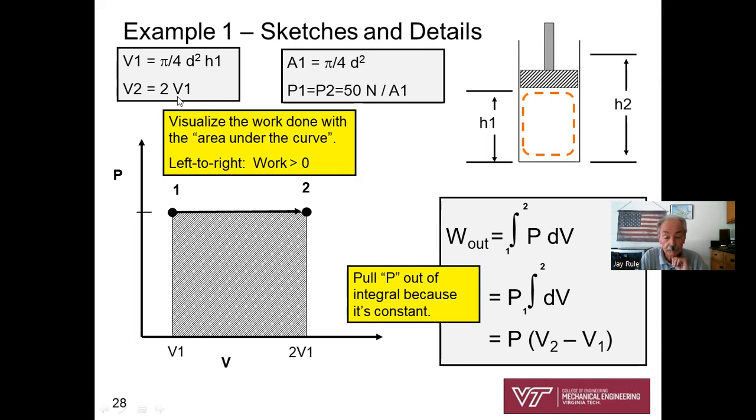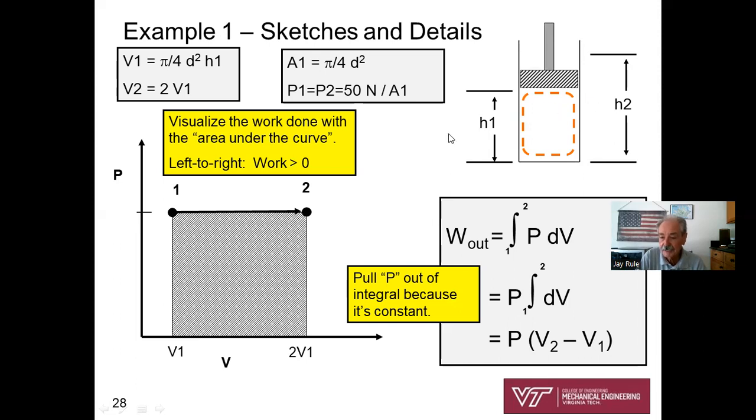Here's the volume. Here's an expression for the final volume, 2V1. Here's an expression for the area, pi over 4 d squared, okay? Here's an expression for the pressure, showing that the pressure is constant. P1 equals P2 equals 50 newtons divided by A1. That's buying you a significant amount of partial credit. Here's the sketch of the piston and cylinder showing the closed system.